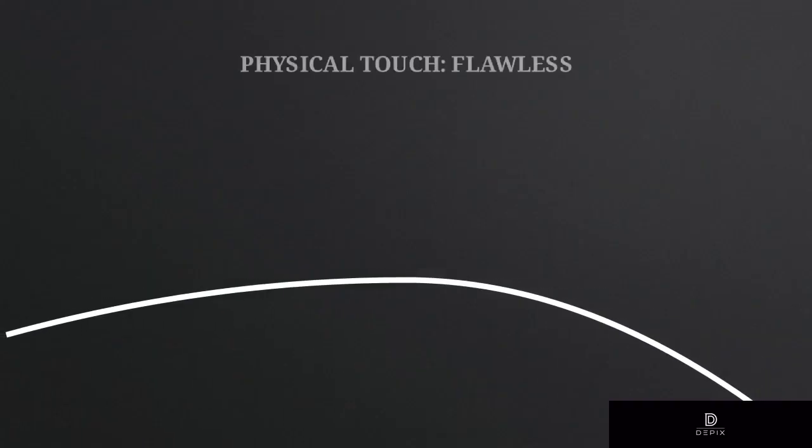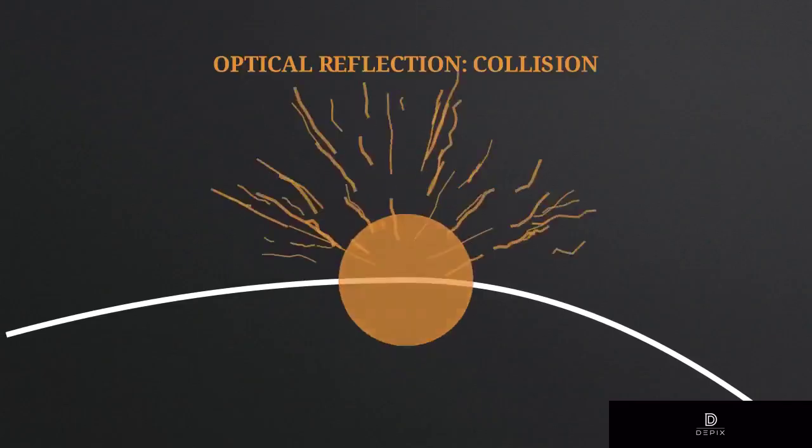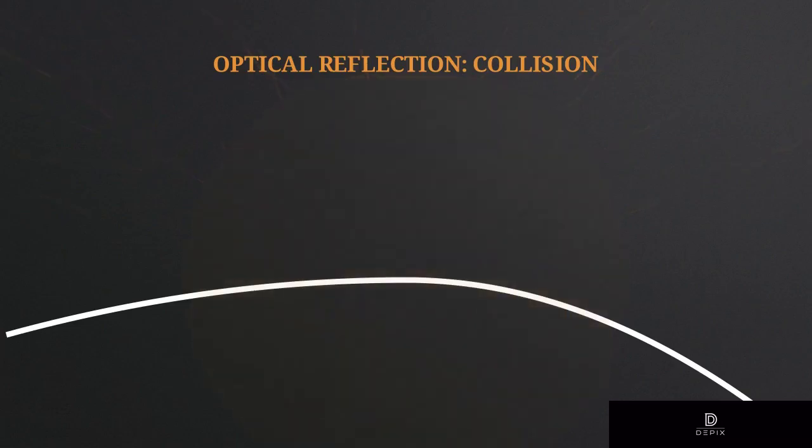Right where your hand felt perfection, the light breaks. The reflection shears off into a jagged, broken line. The object is deceiving you. The separate panels are geometrically joined, and to a physical touch, the transition is flawless. But to a beam of light, it is a collision.